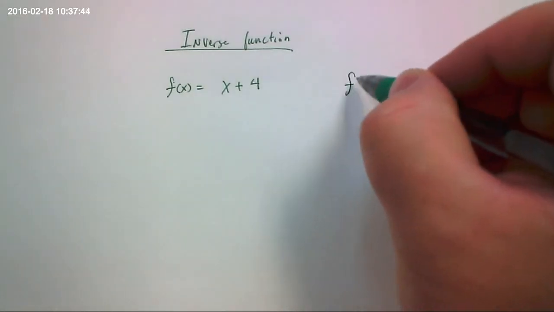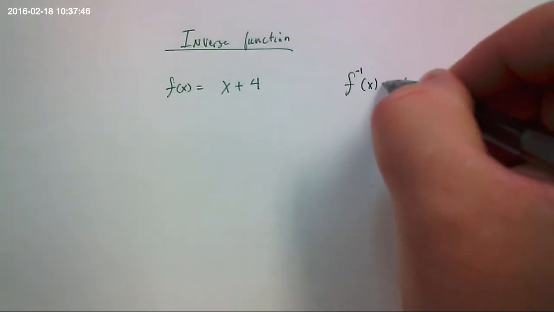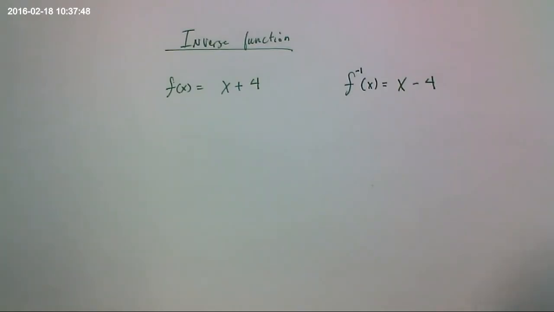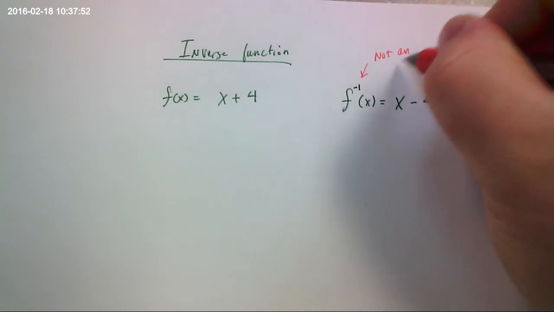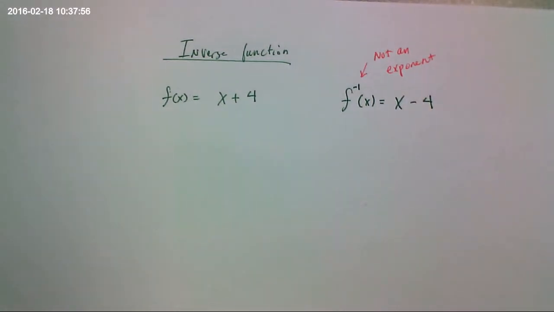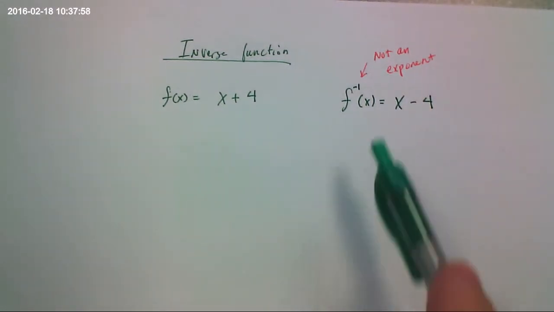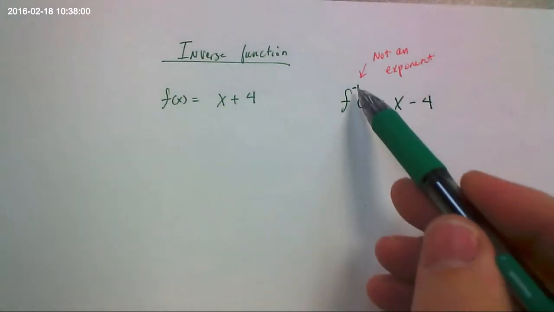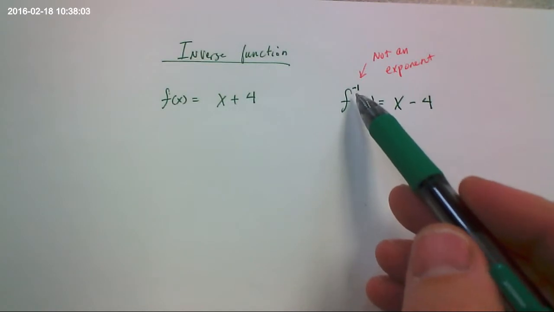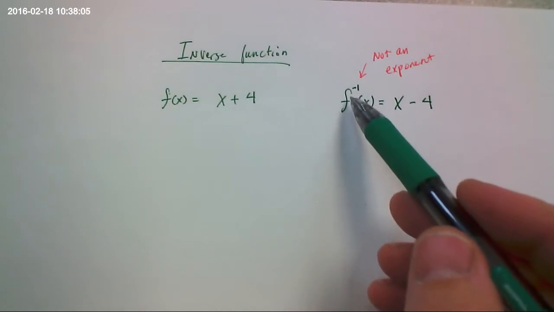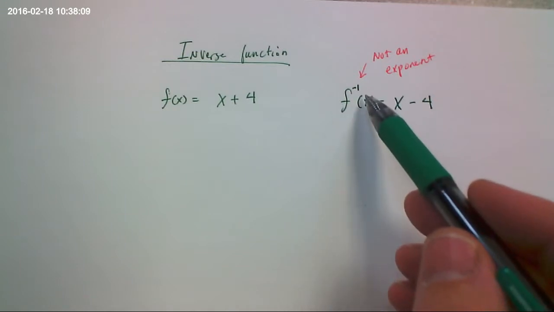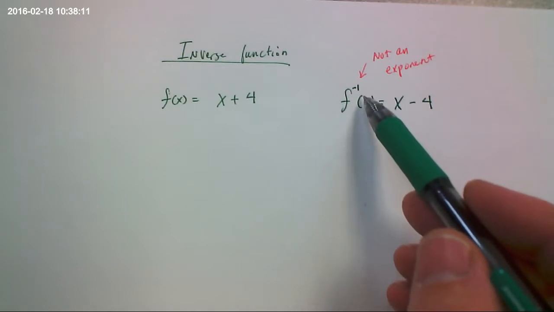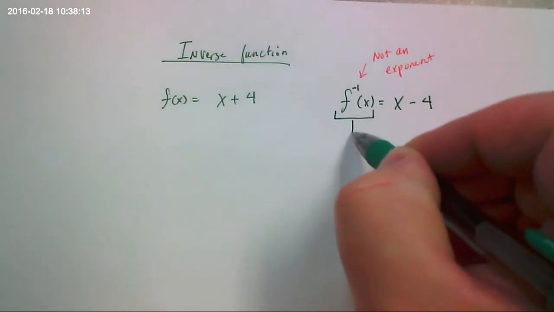Here's how you write inverse function. Not an exponent. That's what it means right there. When you have the name of a function, you have a -1 that's written as what's called a superscript, not an exponent. What does it do? It means inverse. How would you know that's the next one?